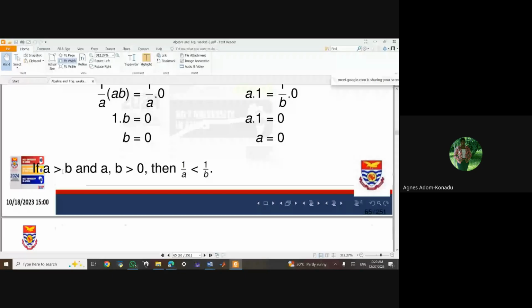If B is not 0 and A times B is 0, then it means that my A is 0. Okay, so that is it. Then there's another property. It says that if A is greater than B, and A and B are both 0.